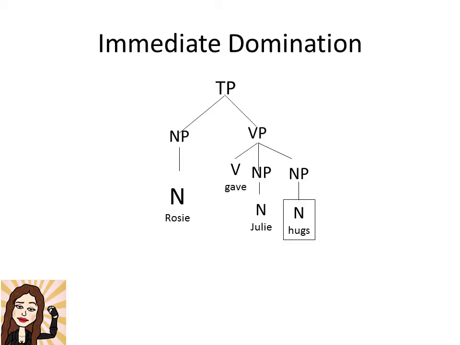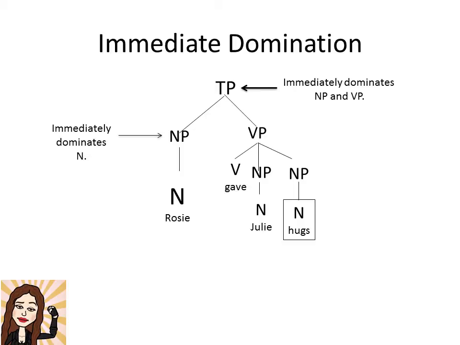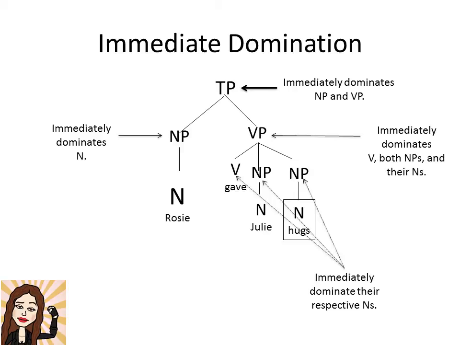Immediate domination describes smaller and more local relationships between nodes. In this tree, the TP immediately dominates the noun phrase and the verb phrase. The noun phrase immediately dominates the noun Rosie. The verb phrase immediately dominates the verb in both noun phrases, which in turn immediately dominate their respective nouns, Julie and hugs.